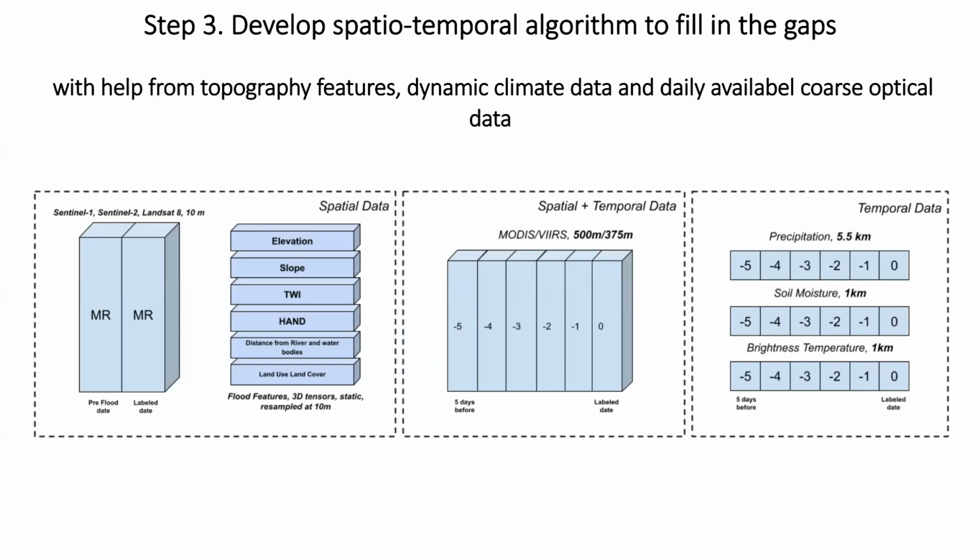Even though they're very coarse, the advantage is, like I mentioned, we have daily access to them. So we are hoping that they can still provide some information. And also the temporal data, which is precipitation, soil moisture, and brightness temperature. We're not just using the data from that day, because flooding is a process, and we try to include the information from what happened before into that day.